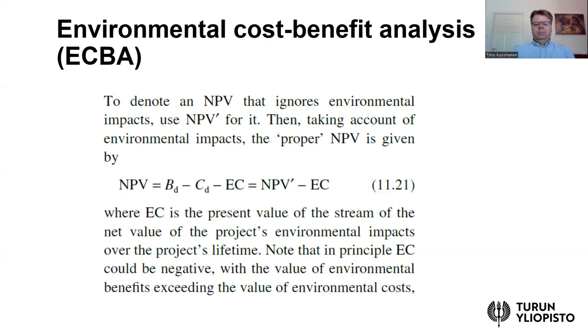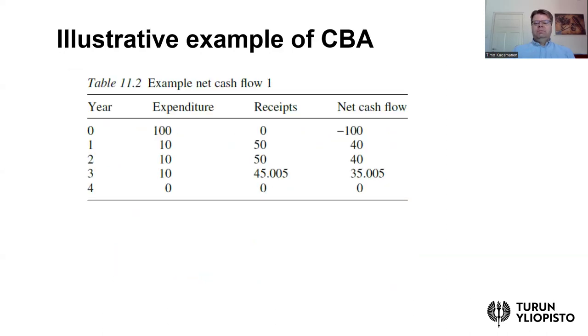So let's now get to a simple illustrative example, also taken from the textbook. This is simply considering a very, very short-term project. There are only 5 years, starting from year zero and ending at year four. So here is the typical kind of time structure of any sort of project that would be in cost-benefit analysis or environmental cost-benefit analysis.